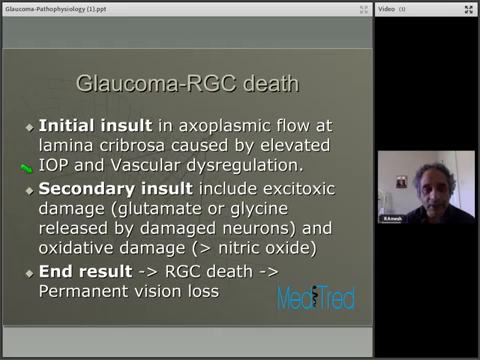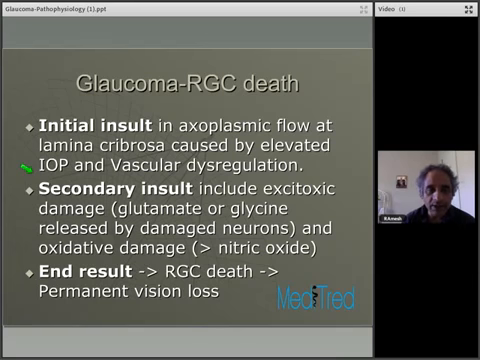So the initial insult in glaucoma is related to axoplasmic flow disruption at the lamina cribrosa, which is caused by elevated intraocular pressure and vascular dysregulation. This leads to the secondary insult, which includes excitotoxic damage from glutamate or glycine released by damaged neurons, and oxidative damage from, say, elevated nitric oxide in that environment. And the end result of both the initial and the secondary insult is death of the retinal ganglion cells, or RGC, which leads to permanent visual field loss.